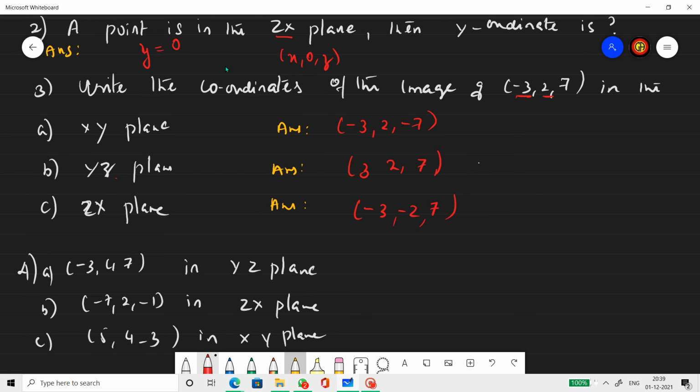Now one more question of the same type. What is the image of -3, 4, 7 in YZ plane? YZ means Y and Z coordinates will remain the same. X will become 3. Likewise for the next one, it is ZX plane. So X coordinate -7 as it is, Z coordinate -1 as it is, but Y will become -2. And then XY plane, X is 5, Y is 4, but Z will be 3. So this is the mirror image or image of the point in the following planes.